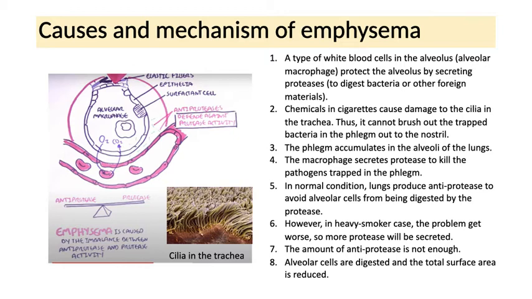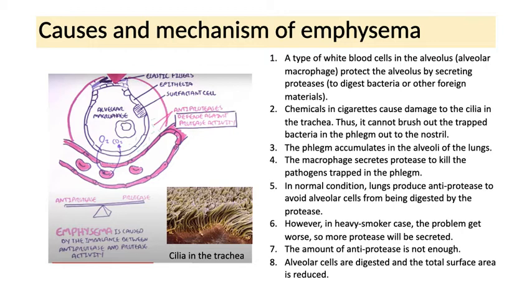Next, what happens when someone becomes a heavy smoker? The chemicals in the cigarettes cause damage to the cilia in the trachea. Cilia are basically cells that have so many hairy structures on their surface, so they look like a brush. You can see it from the small diagram on the left.